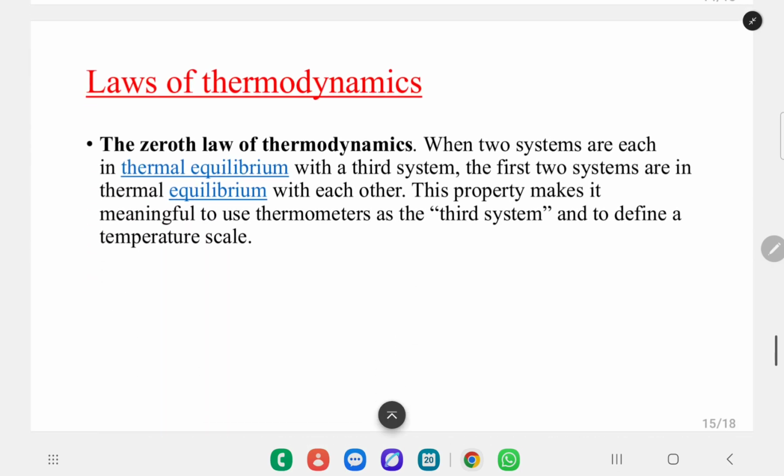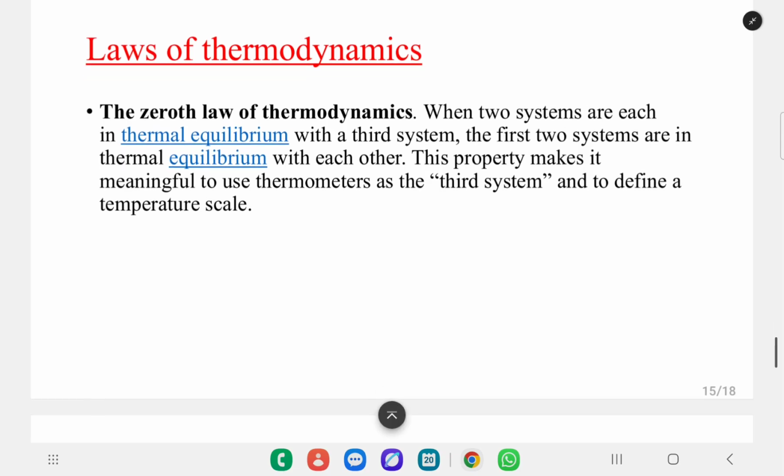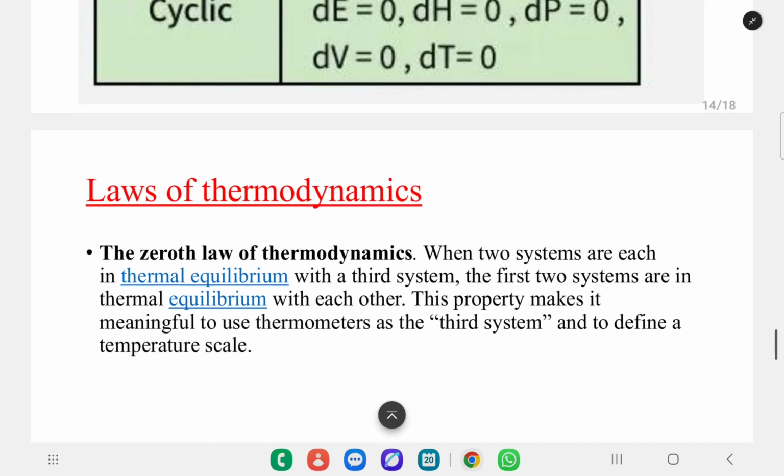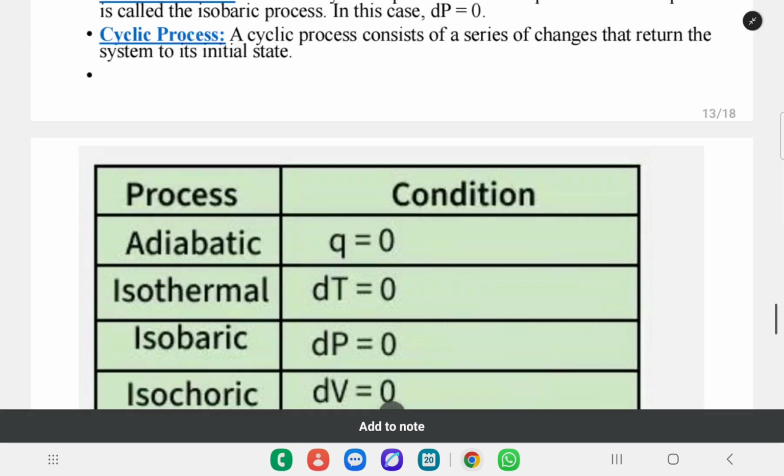Next, moving ahead, we have the laws of thermodynamics. I think we'll start the laws of thermodynamics in the next video. Till here it's okay, we'll stop here.